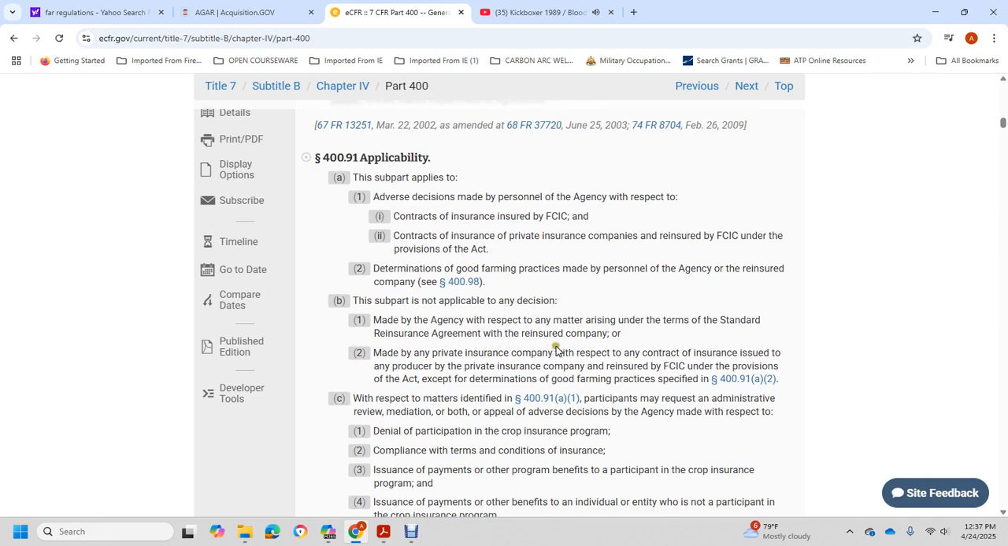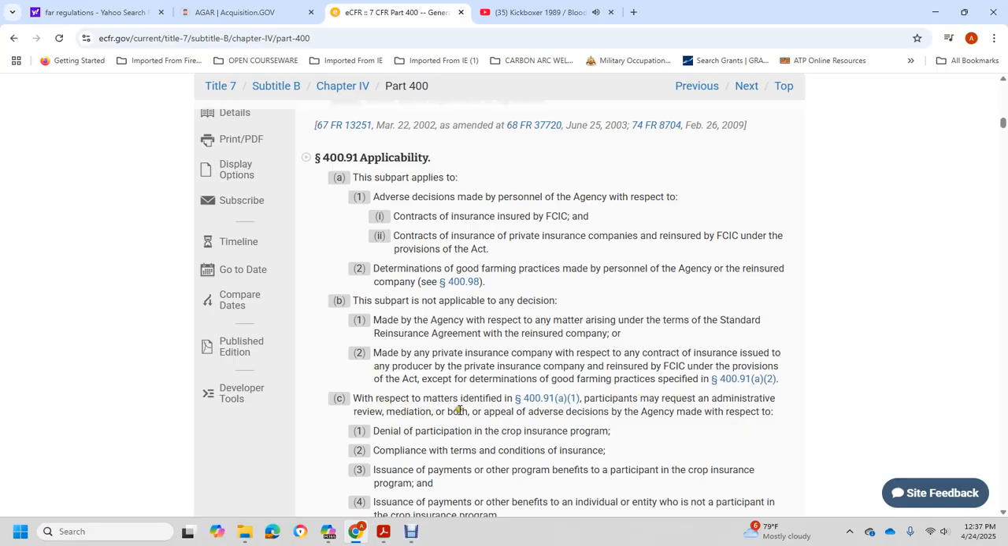Any private insurance company may refer the contract insurance review within the brief of the private insurance company with the reinsurer, with the Federal Crop Insurance Corporation under the provisions of this act, with the determination of good farming practice stated in 491A2, with respect to the matter of the decision in 491A1.